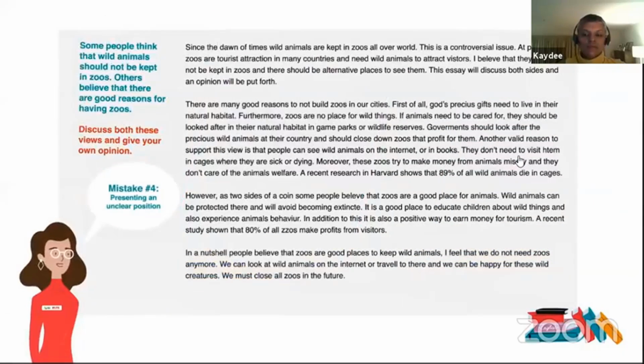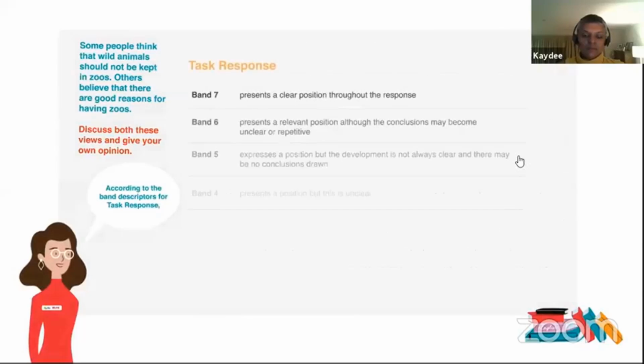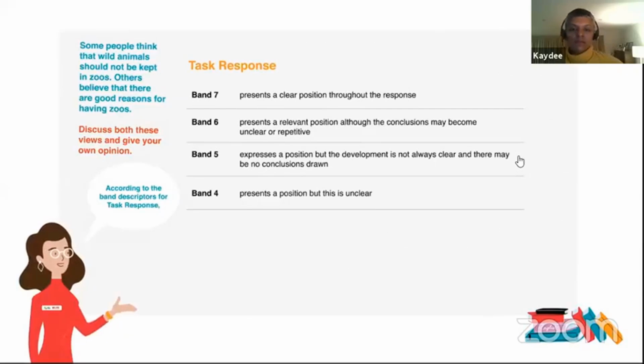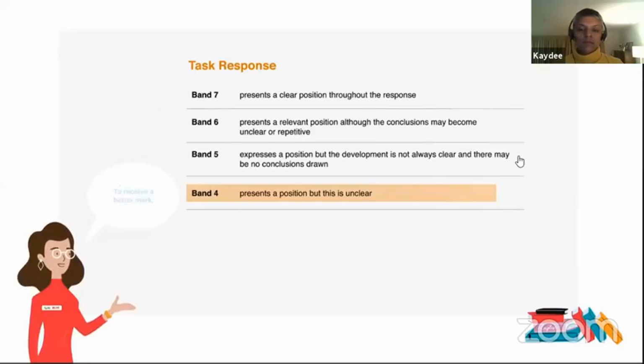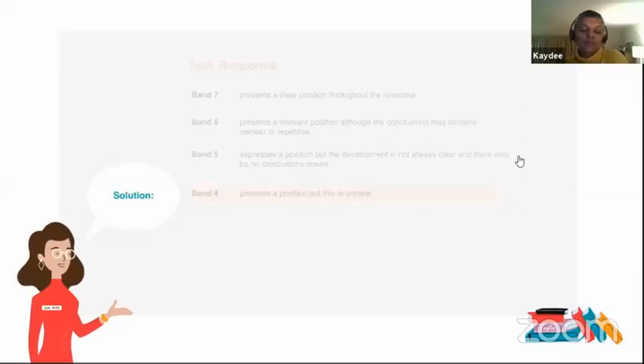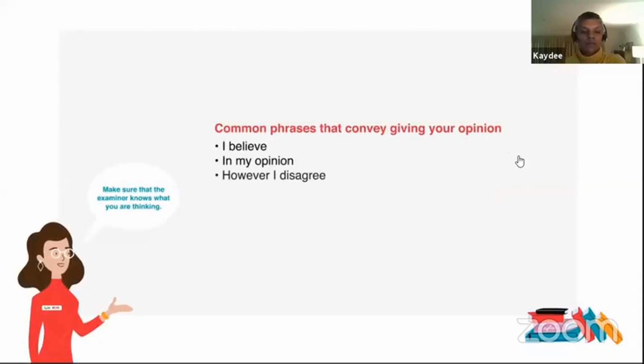Mistake number 4, presenting an unclear position. According to the band descriptors for task response, the writer of this task would have received a band 4. To receive a better mark, you need to decide on your position and maintain it throughout the response. Solution: make sure that the examiner knows what you are thinking.